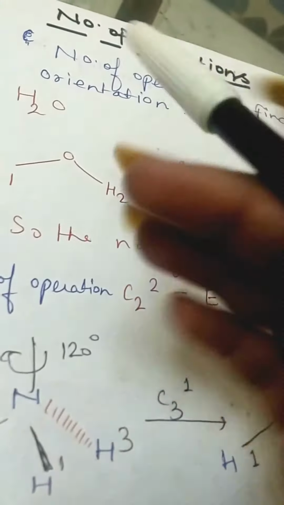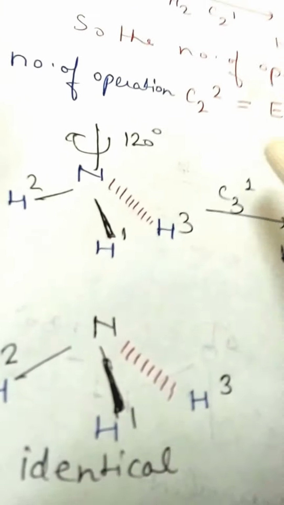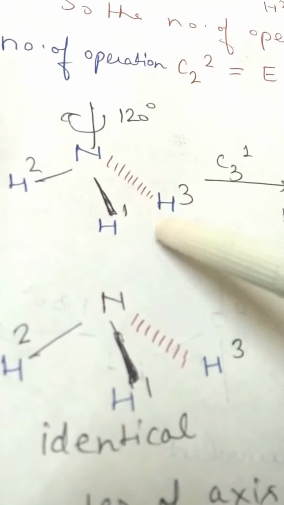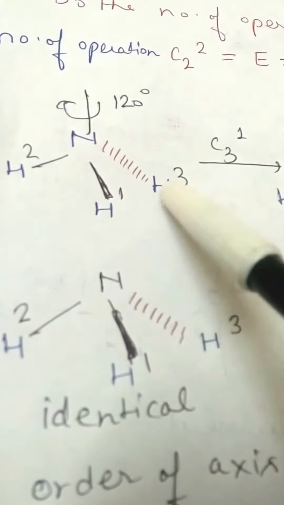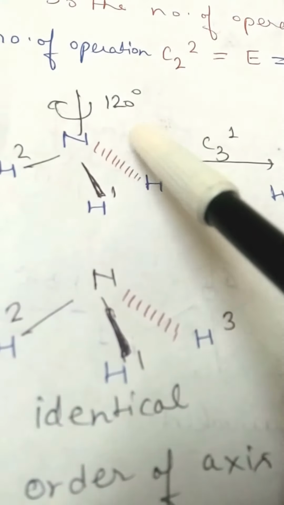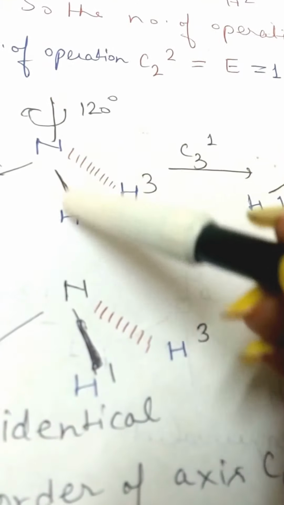I have already told you about the number of operations. So I'm just giving you the example of ammonia. This one is nitrogen. We have 3 hydrogens around this. So we have calculated our angle. How have we calculated? We have nitrogen and we have surrounding atoms. The number of surrounding atoms is 3. So we will divide 360 degrees by 3. So we will get 120 degrees. Okay. So this is our axis, and we will rotate it by 120 degrees.